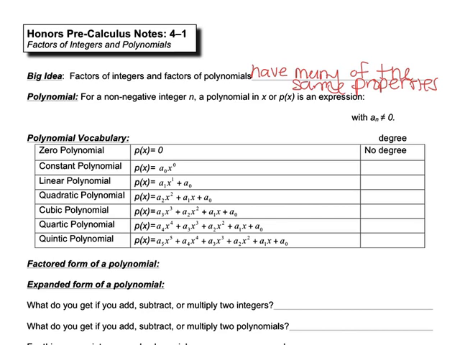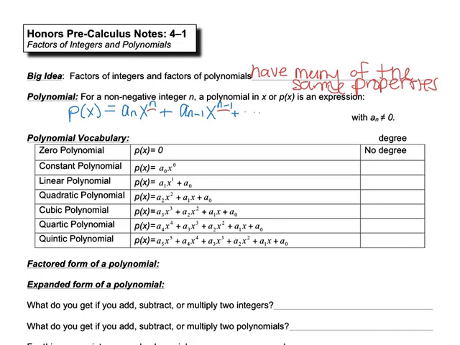So the definition of a polynomial right here is that for any non-negative integer n, a polynomial in x, meaning in terms of the variable x, is an expression that looks like this. P of x, which should look familiar, equals a sub n, which is just going to be some coefficient, of the variable x to the n, plus some other number, coefficient a sub n minus 1, times x raised to the n minus 1 plus, and this will continue all the way down until that exponent is 0, meaning just a constant.